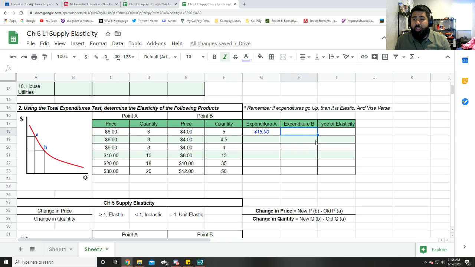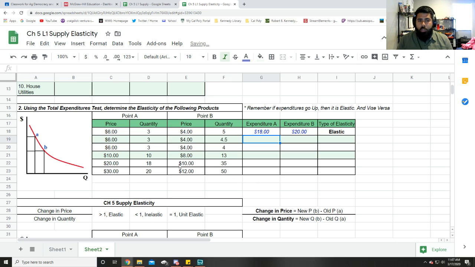Now we're going to go over to expenditure B, because remember we went from point A to point B. At $4 this time, you're going to multiply it times 5, because we bought 5 of them this time at $4 each. So now we spent $20. At point A we were spending $18, and at point B we're now spending $20. So our expenditures went up. If our expenditures went up when we went from point A to point B, that means this is an elastic product.